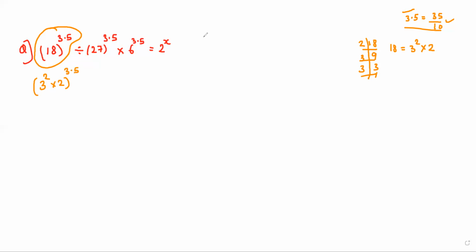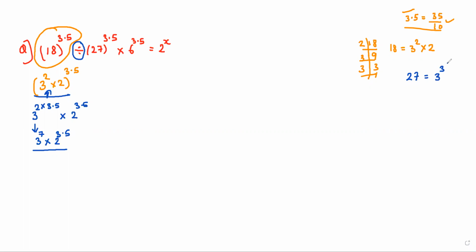When I open this bracket, the 3 square will be multiplied with 3.5 and the 2 will be separately raised to 3.5. So this 3 to the power of 2 into 3.5 will become 3 to the power of 7, and the 2 will be 2 to the power of 3.5. And now the next symbol is division. The whole is divided by 27, which we know is 3 to the power of 3.